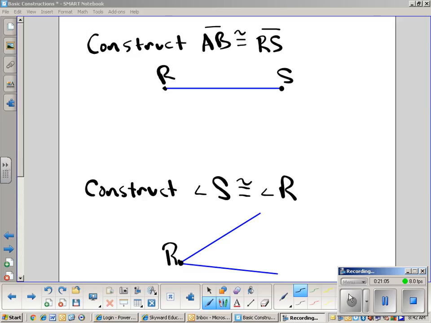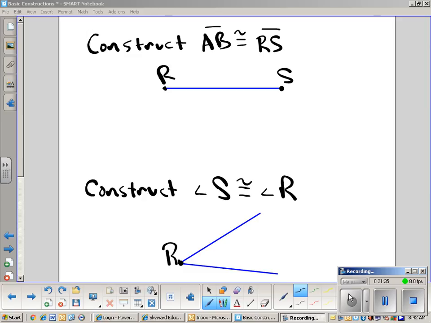All right, here we go. Last two. The last two things we'll do today. Then you can have the rest of the class if there's any time left to finish. So as soon as Jeffrey's ready to go here. We want to construct segment AB congruent to segment RS, and we have segment RS here.